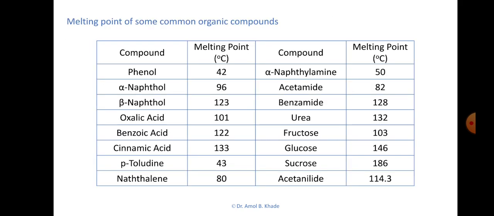So this chart indicates the melting points of some of the common organic compounds. For example, phenol has a melting point of 42 degrees Celsius, alpha naphthol 96, then benzoic acid 122, then you can see urea, that is 132, and so on. So this is for your reference, and as I told you, the melting point is a characteristic value for a particular substance.